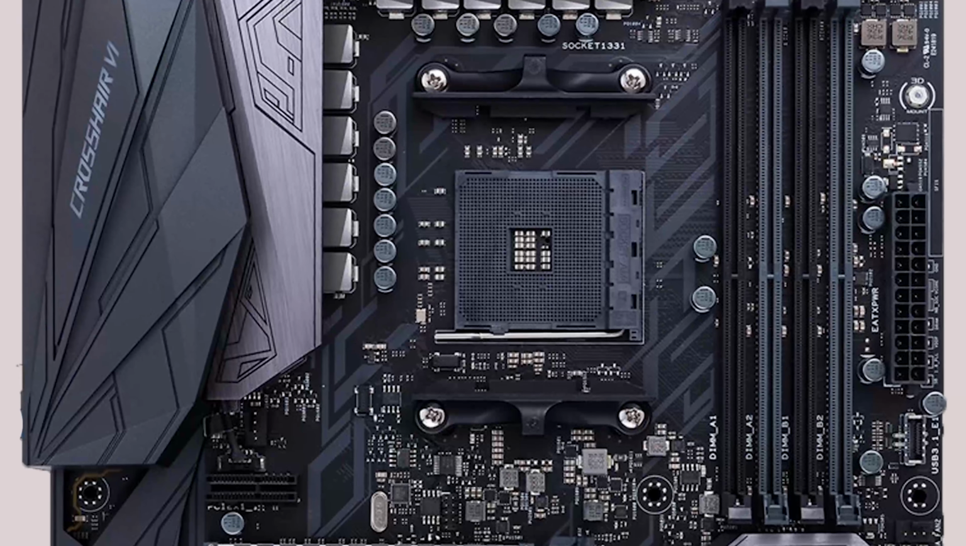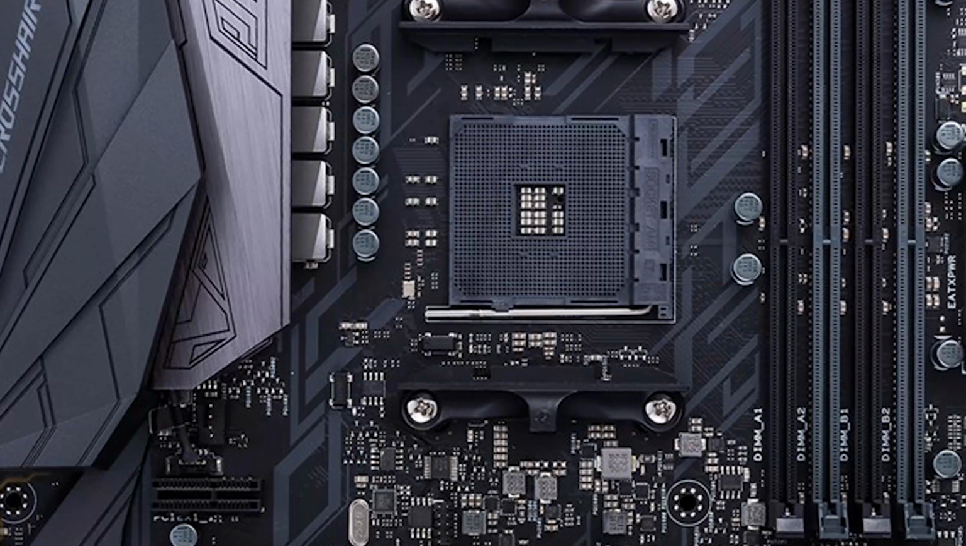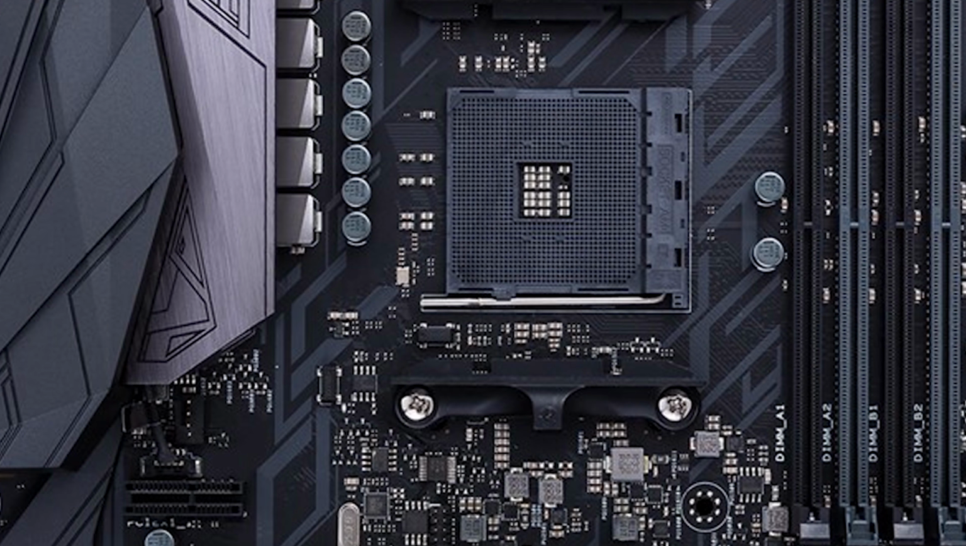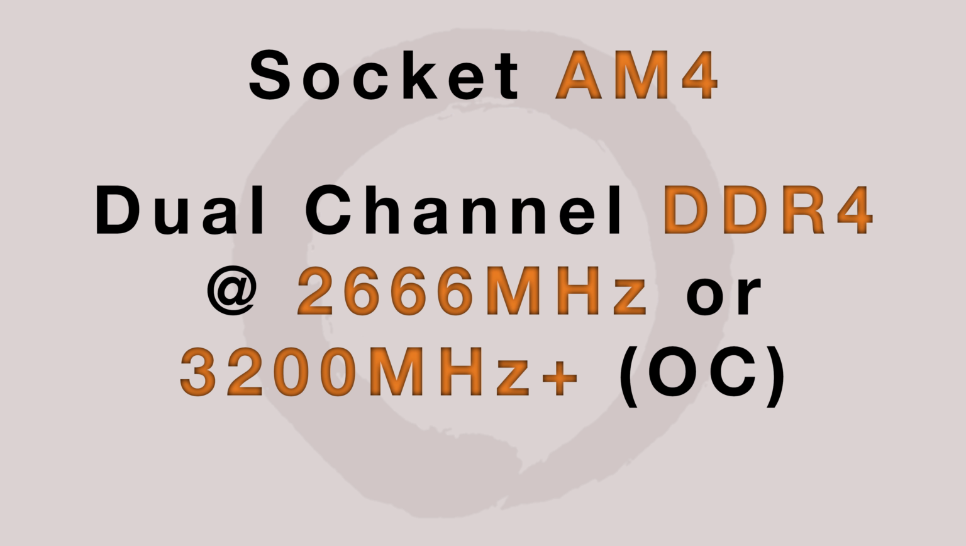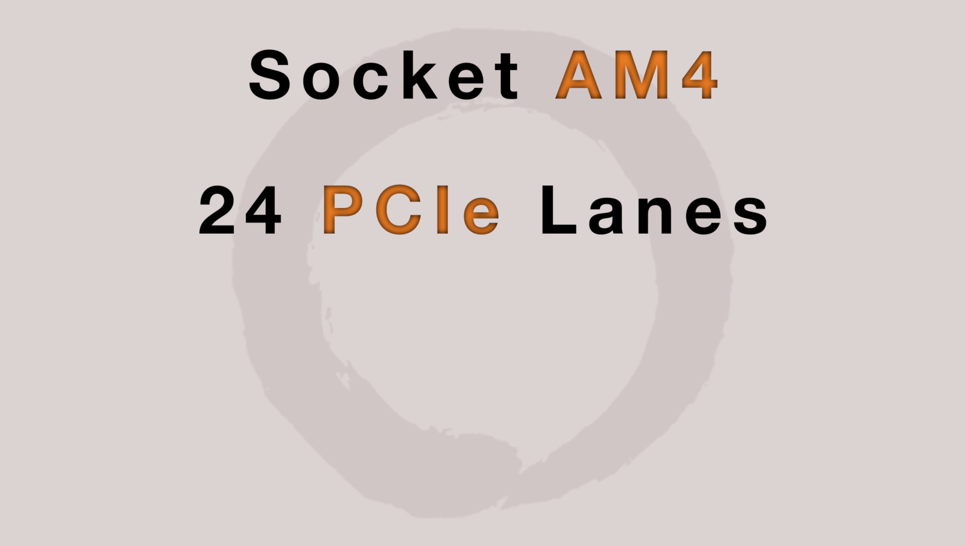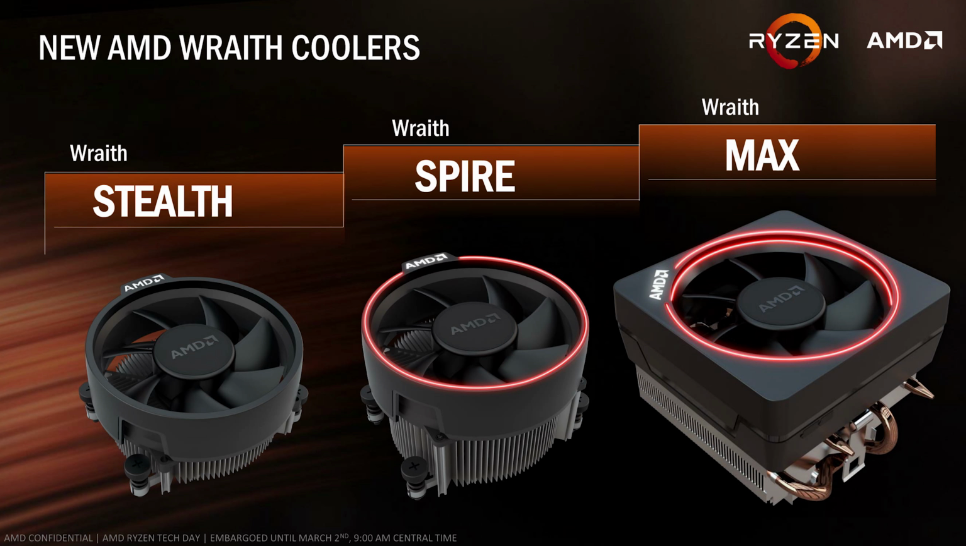Similar to AMD CPUs of the past, with the exception of Threadripper, Ryzen uses a zero insertion force pin grid array socket. This is socket AM4. It supports dual channel DDR4, with the exception of Threadripper, at up to 2666 MHz, or up to 3200 MHz plus with overclocking. They support 24 PCIe lanes, though do note 4 of those lanes are used to communicate with the chipset.